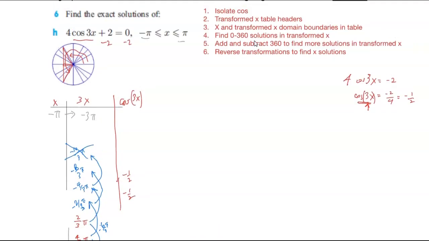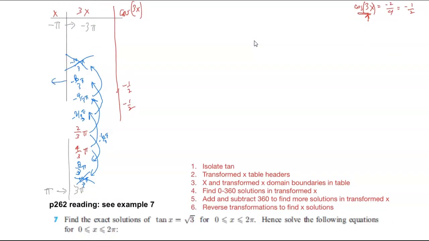And the last step is we are going to reverse the transformations to find the x solutions. So now what we do is we just undo each of these. Okay, so how do we undo it? We divide by 3. Instead of multiplying by 3, we divide by 3. So negative 8/3 pi becomes negative 8/9 pi. Negative 4/3 pi becomes negative 4/9 pi. Negative 2/3 pi becomes negative 2/9 pi. 2/3 becomes 2/9 pi. 4/3 pi becomes 4/9 pi. 8/3 pi becomes 8/9 pi.